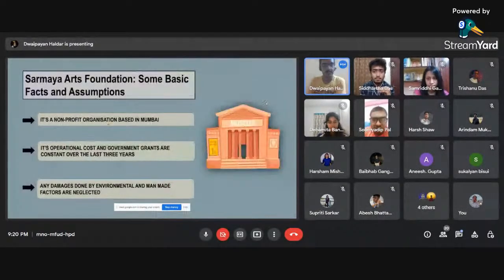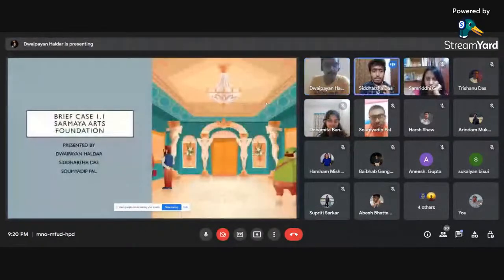So basically, I am the director of Sharmaya Arts Foundation, and Siddhartha and Shomodeep will give me the solution of how to break even after having a loss over the past 3 years. So, Deepan, I want to ask you what problems you are facing, and I want to know the basic revenue model of your museum.